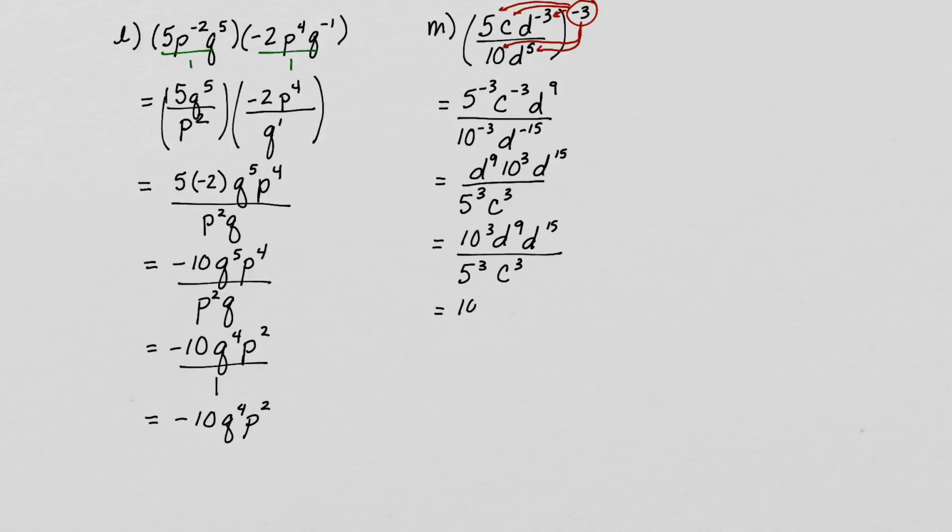Okay, so if I work out 10 cubed, that's actually 1,000. 10 times 10 times 10. This here, the d to the 9th and the d to the 15th, right? Remember, I can add these two together. So 9 and 15 is 24. So this becomes d to the 24th, divided by 5 cubed is 125, and c cubed. And then actually 125 goes into 1,000. So 125 goes into 125 once, and it goes into 1,000 8 times. And you could put that into your calculator, 1,000 divided by 125 to get that. And so in the end, we end up with 8d to the 24th divided by c cubed.